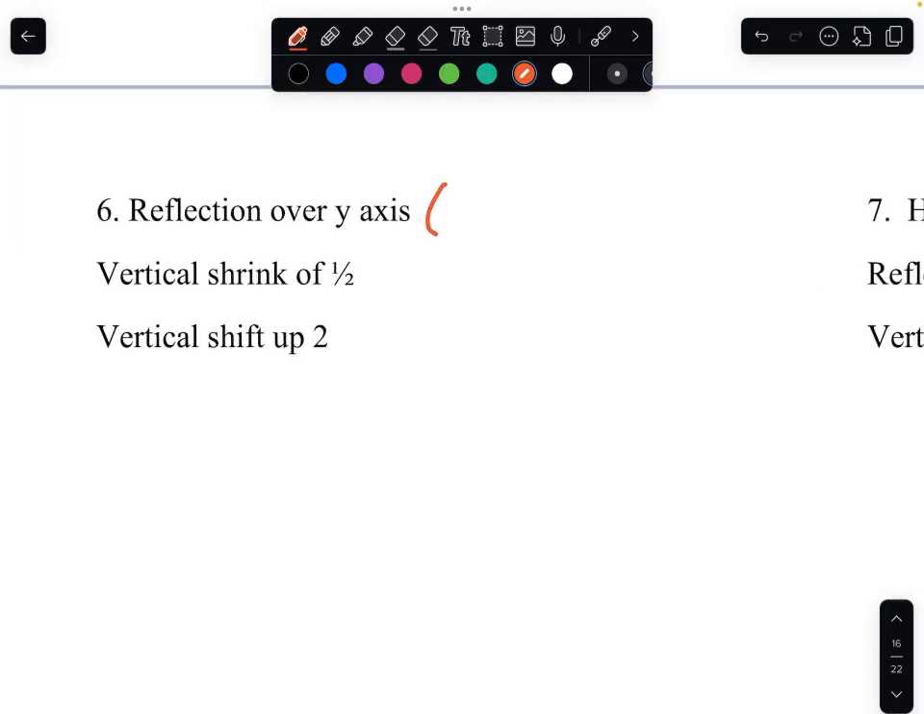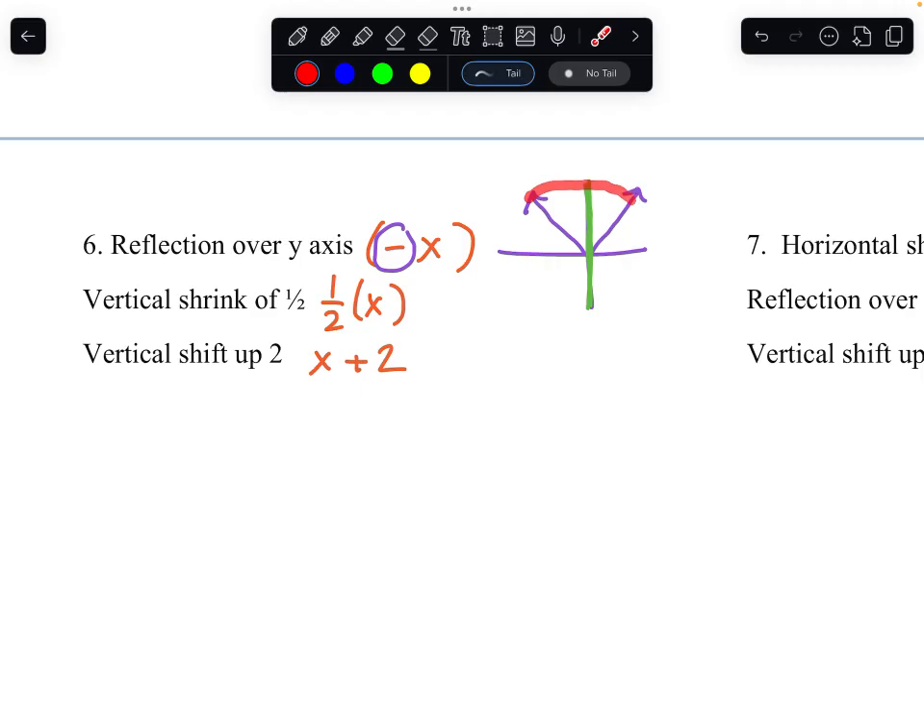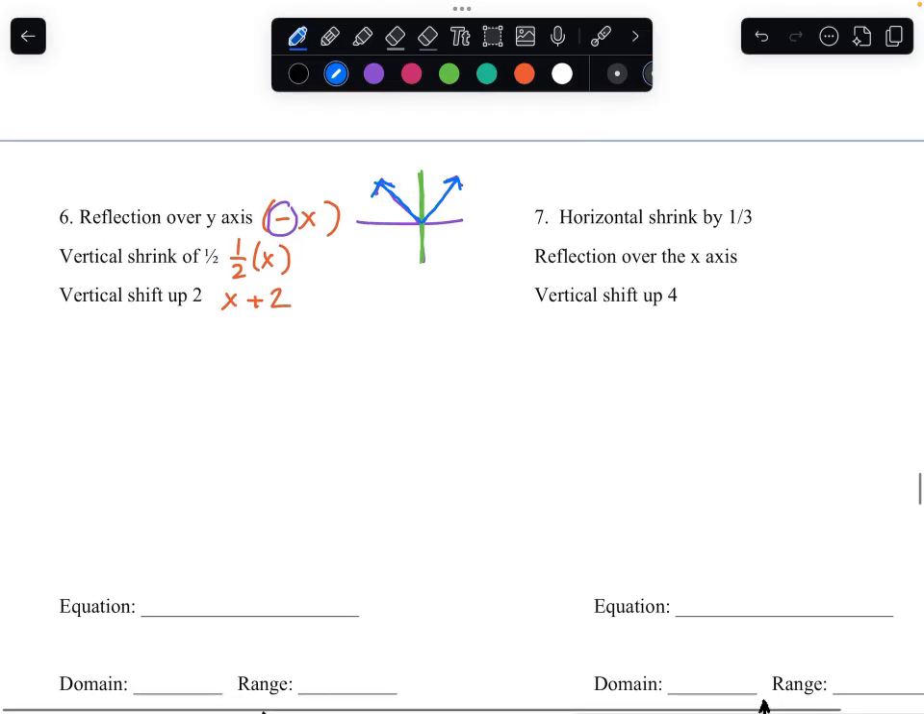So we have a reflection over the y-axis, a vertical shrink by a scale factor of 1/2, and then a vertical shift up 2. So let's think about this for a moment. Here's our parent function. If we reflect our absolute value over the y-axis, whatever maps here goes here. So our graph would just become the absolute value graph because it is symmetrical.